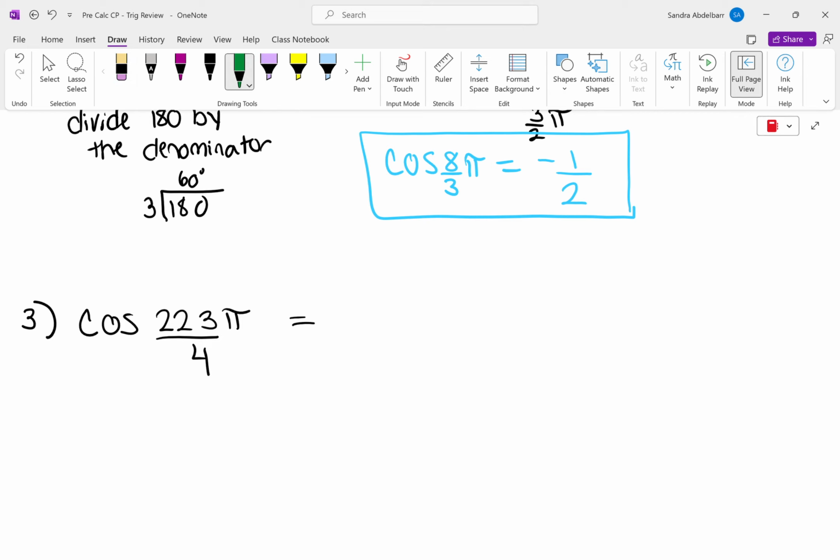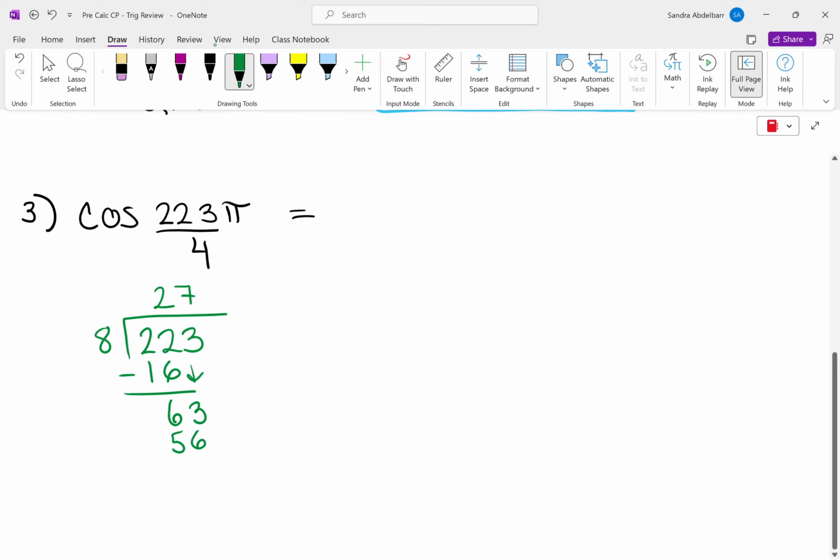So, first question, do we have to divide? Yes, because we're going more than one full revolution, right? So we're going to take 223 and divide it by 8. 8 goes into 22 2 times. 22 minus 16 is 6. Bring down the 3. 8 goes into 63 7 times. 8 times 7 is 56. So our remainder is 7. So now we're going to sketch the cosine of 7 over 4 pi.